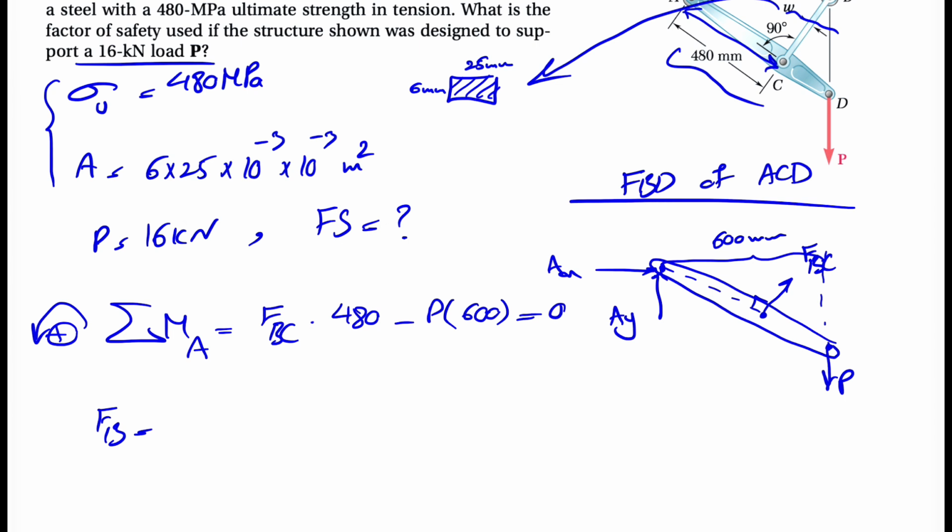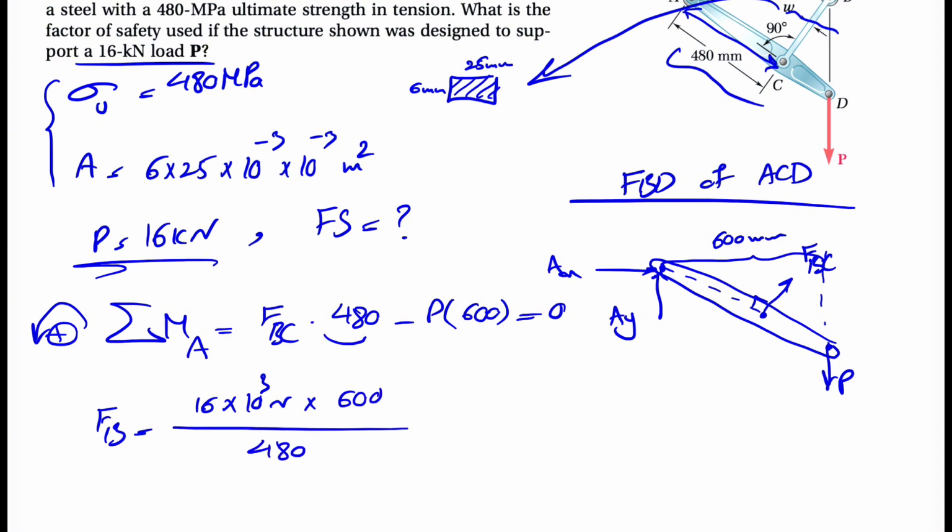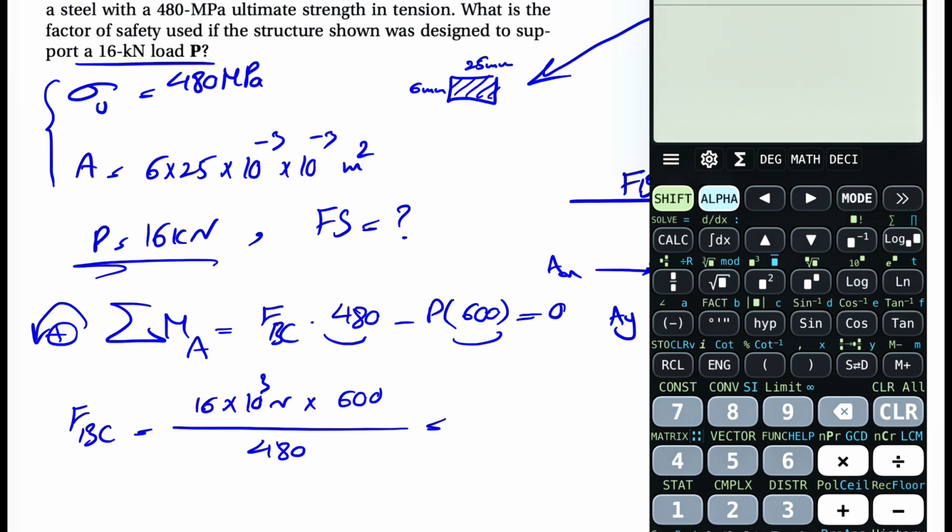If you want to find FBC, we basically have P times 600 divided by 480. We know our P is 16,000, so 16 times 10 to the 3 Newton times 600 divided by 480. I didn't do any unit conversion for these because they're going to cancel out with each other. So our FBC would be 16,000 times 600 divided by 480. That's going to be 20,000 Newton or 20 kilonewton.